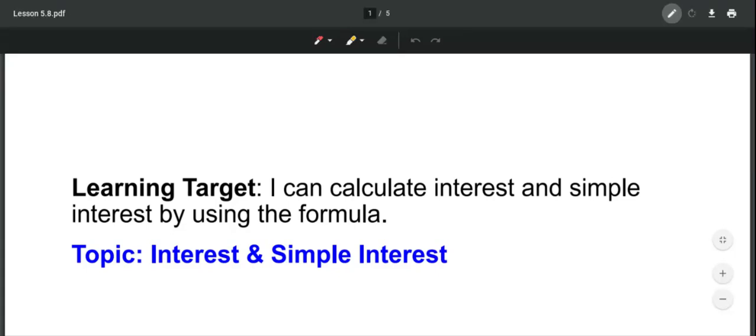Hello, boys and girls. In lesson 5.8, we're going to calculate interest and simple interest by using the formula.